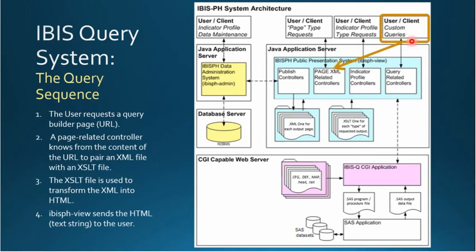Here the user sends the URL to the IBIS-View application. IBIS-View sends it to a page-related controller. This is the Java part of the IBIS-View application. And this controller knows that because of the file that was requested, or the page that was requested, it needs to find a certain XML file and pair it up with a specific XSLT file, and those 2 files are combined to create an HTML file that's then sent to the user.